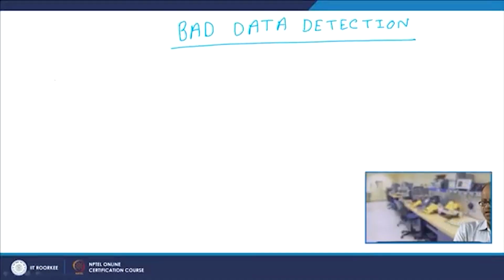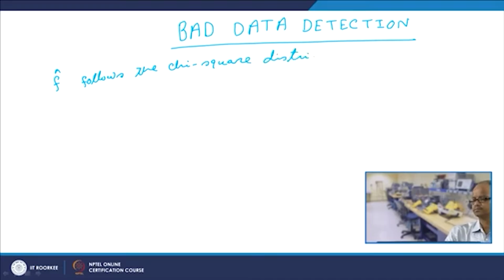We said that f hat follows the chi-square distribution. Now, although f hat follows the chi-square distribution, because it is a random value and because it follows a certain probability distribution function, it should also have certain parameters. So, we would like to know what the mean value of f hat is.